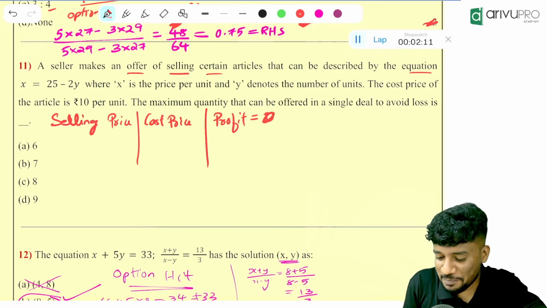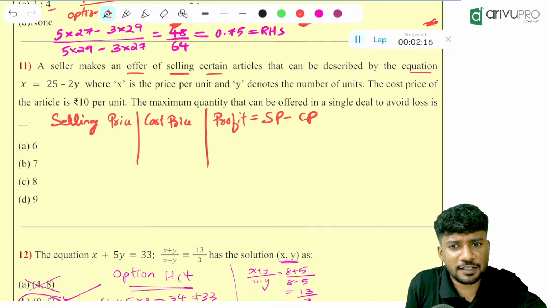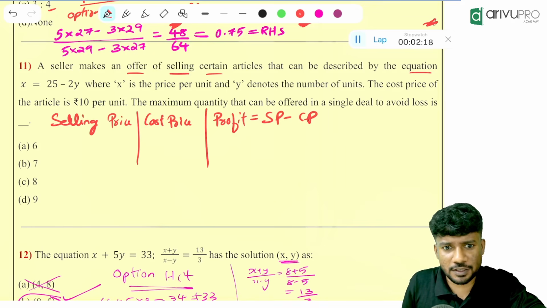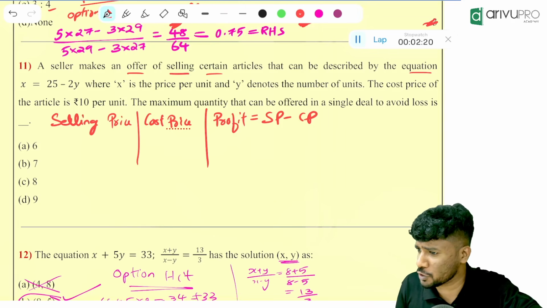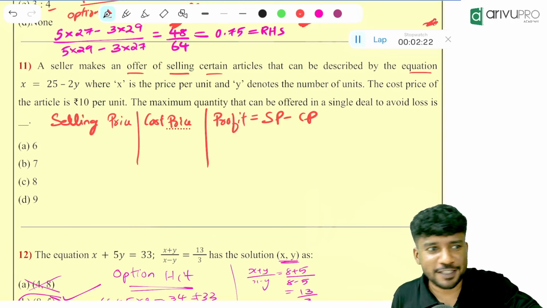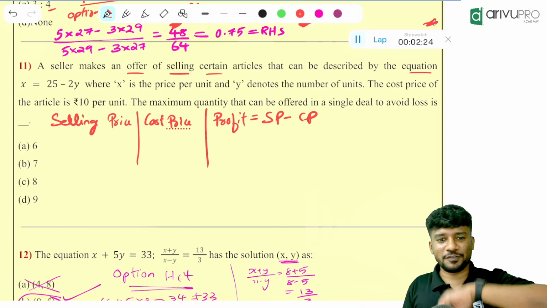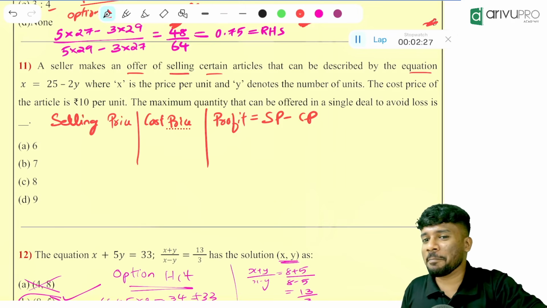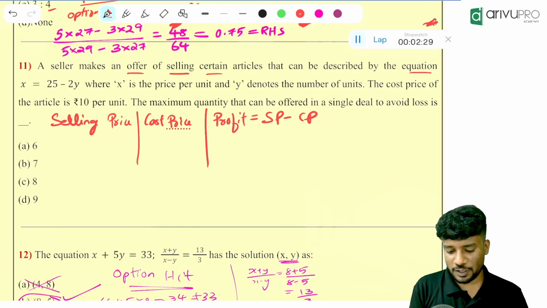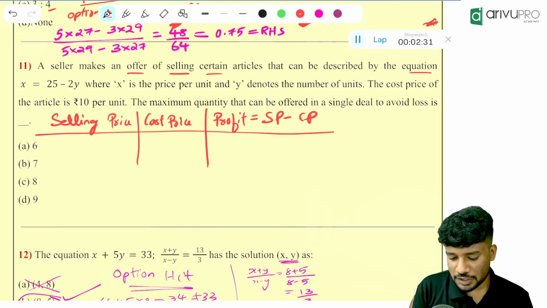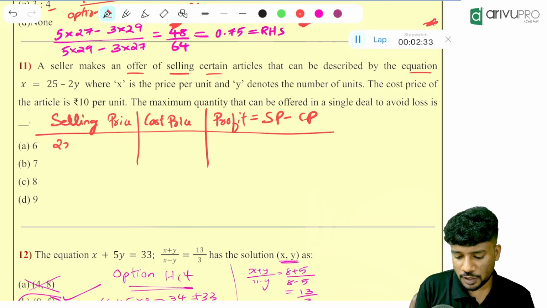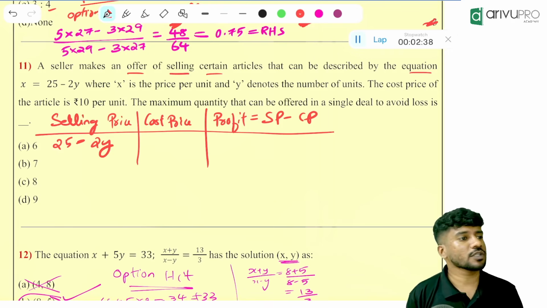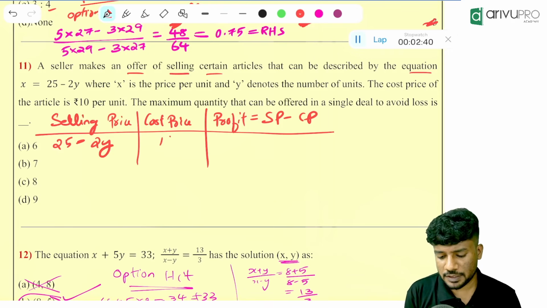Profit is equal to SP minus CP. It is there for you in accounts, right? The costing part of the accounting basics will be there. For sure it will be there somewhere. Profit is equal to SP minus CP. Now people, we know the general equation of selling price, given as what? 25 minus 2y. That is the general equation of selling price. Then cost price is given to be 10 in all the cases. Then accordingly we can find it.